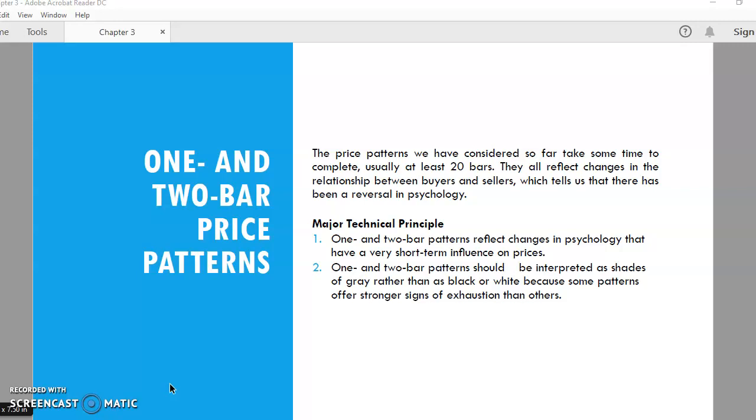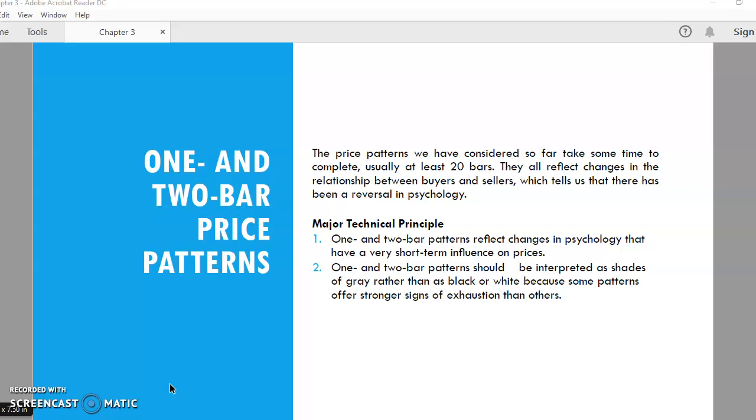So by applying this 1 and 2 bar price pattern, it's really useful especially for intraday traders, who need to make quick decisions for very short-term price. Under this 1 and 2 bar price pattern, it reflects changes in psychology that have a very short-term influence on price. It means that the formations only require 2 days. Then traders or investors can use those formations to make a decision to buy or to sell.